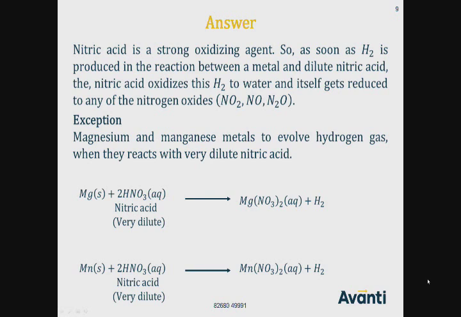Yes. Means in the reaction of magnesium and manganese, it is not oxidizing H2 to H2O. But in other cases, it will.